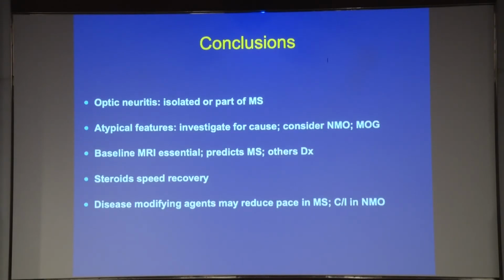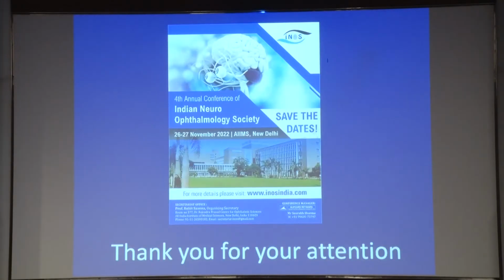So optic neuritis can be a part of MS. Atypical features, think NMO, MOG. Baseline MRI essential. Steroids speed recovery, but you may need to do a long-term understanding of the disease profile. Thank you very much.